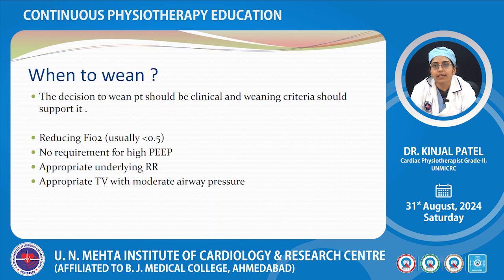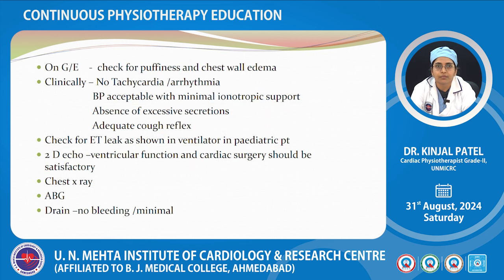The decision to wean the patient should be made clinically, and weaning criteria should support it. In terms of ventilator conditions, first of all, FiO2 should be reduced, usually to less than 0.5, with no requirement for higher PEEP, an adequate underlying respiratory rate, and appropriate tidal volume with moderate airway pressure. In general condition, check for puffiness and chest wall edema.